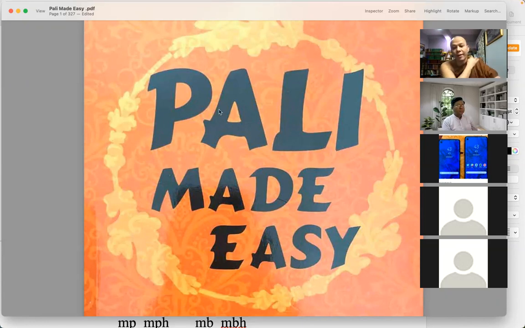So, okay, let's start by paying homage to the Buddha. Namo Tassa Bhagavato Arahato Sammā Sambuddhassa. Namo Tassa Bhagavato Arahato Sammā Sambuddhassa. Namo Tassa Bhagavato Arahato Sammā Sambuddhassa.